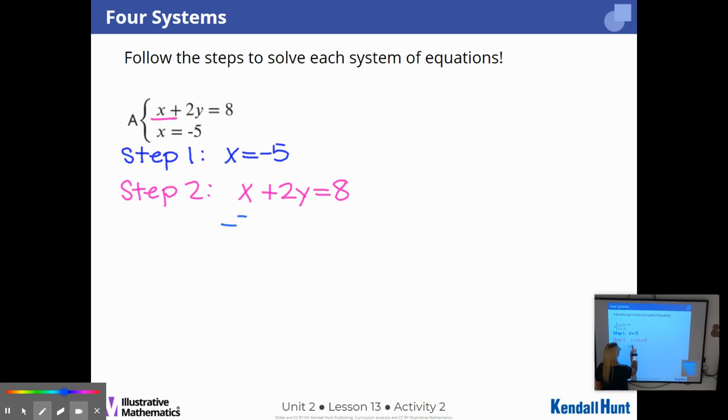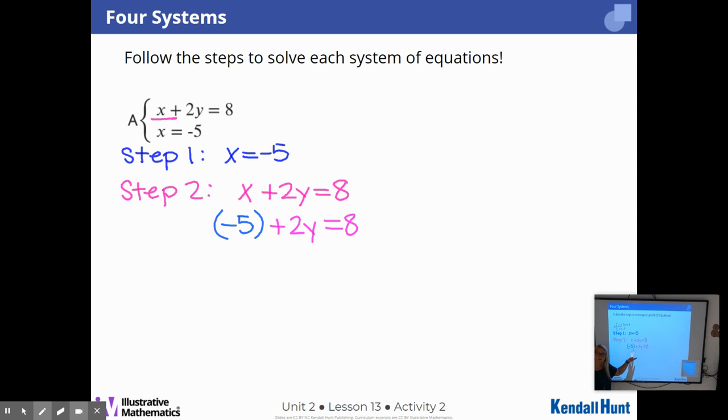Okay, so I'm going to have -5, and I want you to get in the habit of, when you replace a variable, put parentheses around it. And this will make sense in a minute. I'll show you a reason why we want to do that. Okay, so finish out the equation, 2y equals 8.